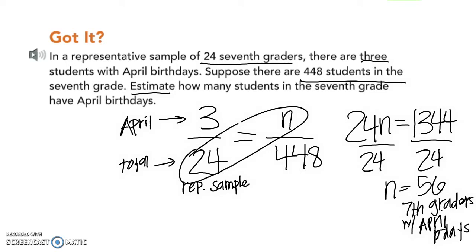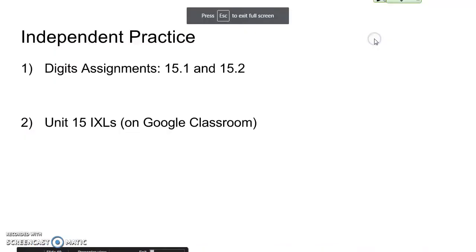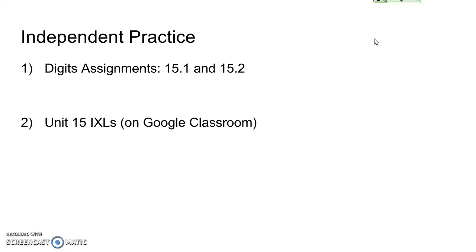Okay. So you would use that information given to make a prediction about the population. All right, at this point, you should be able to go to digits and complete 15.1 and 15.2. 15.1 is going to deal mostly with populations and samples, where 15.2 you're going to be using your proportional reasoning to make a prediction about a population. If you need help, raise your hand. You also have your Unit 15 IXLs posted on Google Classroom.